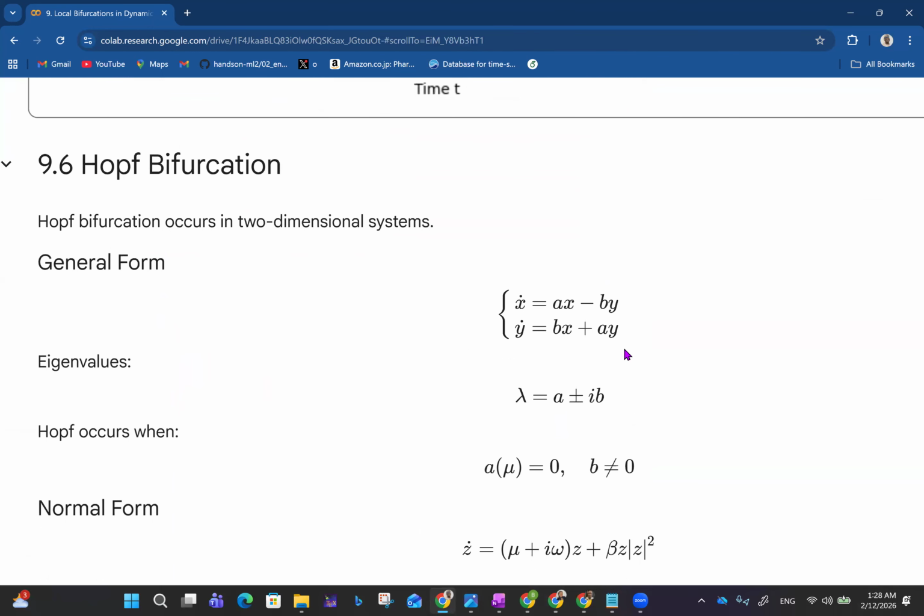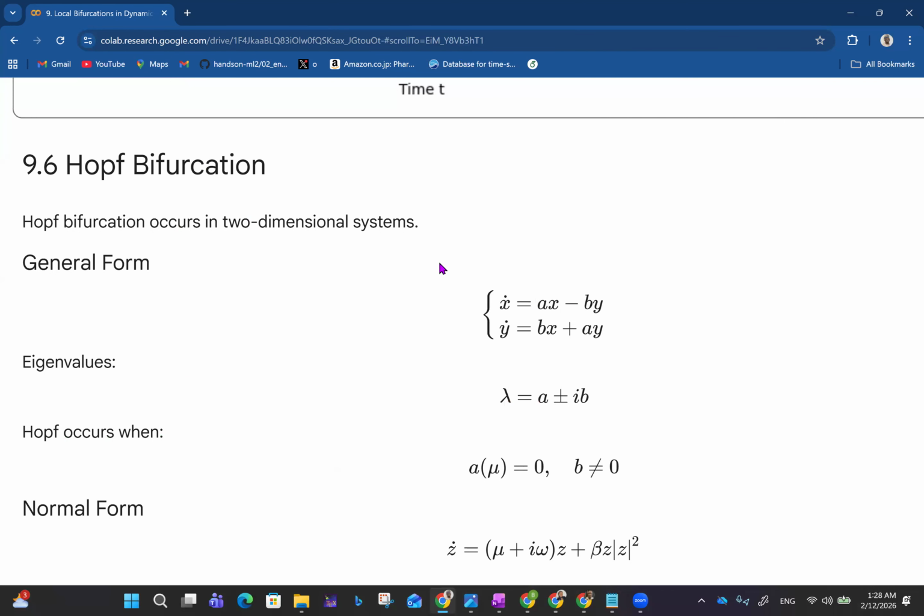Hopf bifurcation occurs in two-dimensional systems with the general form x dot equals ax minus by, y dot equals bx plus ay. A very good example of this would be maybe a prey-predator situation, I suspect. So you can have eigenvalues lambda like a plus ib. So Hopf occurs if a of mu is equal to 0 and b is not equal to 0. Okay? So a of mu is 0 and b is not 0. So the normal form then becomes z dot equals (mu plus i omega) multiplied by z plus b z times absolute value of z all squared, like that.